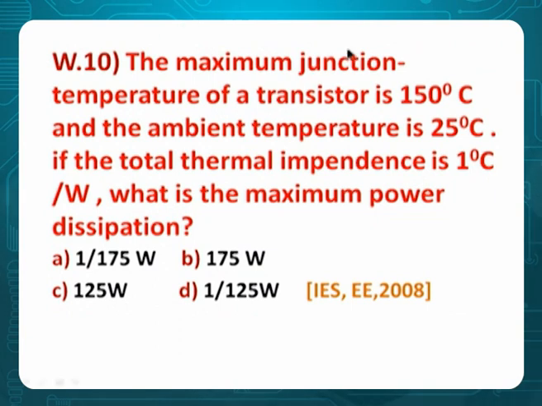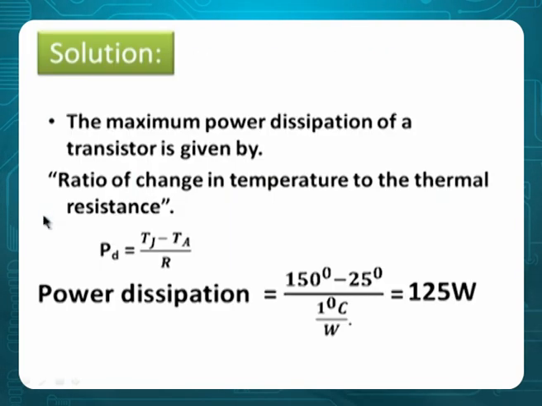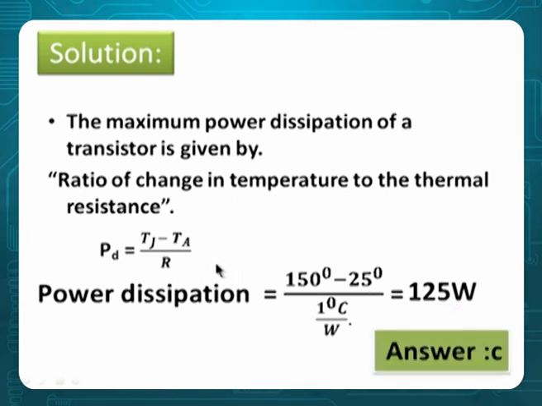Last question. The maximum junction temperature of a transistor is 150 degrees and the ambient temperature, that means room temperature, is 25. If the total thermal resistance is 1 degree Celsius per watt, what is the maximum power dissipation? Just now we said power dissipation is Tj minus Ta by R, 150 minus 25 by 1, that is 125 watts. Therefore, the option is C. That's all.